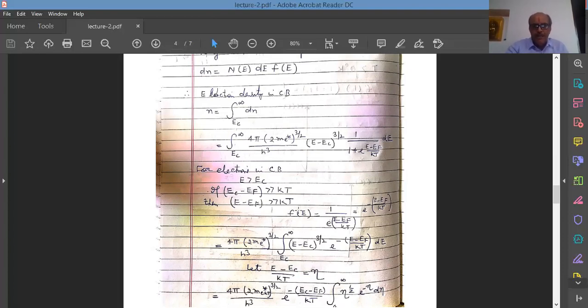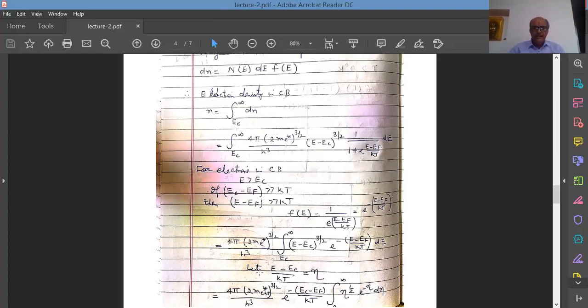So we can now simplify this Fe. Because this is larger, the exponential term will be larger than 1, so we throw away 1 as compared to this, and Fe now becomes e to the power minus (E minus Ef) upon kT. And we can write this Fe function as e to the power minus (E minus Ef) divided by kT into dE. Now we can easily solve this integration.